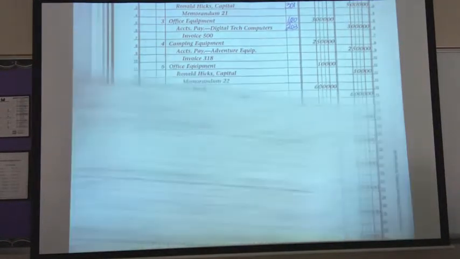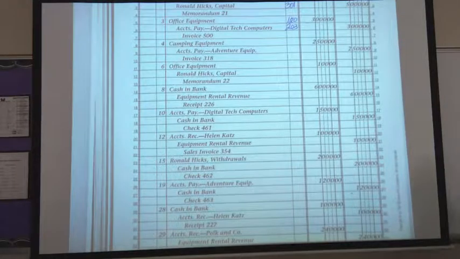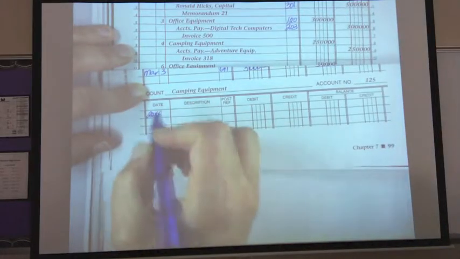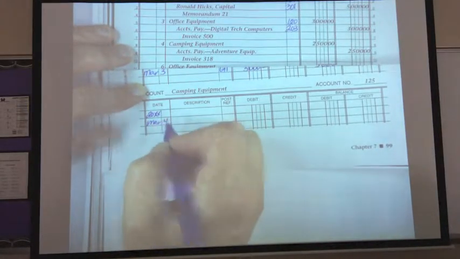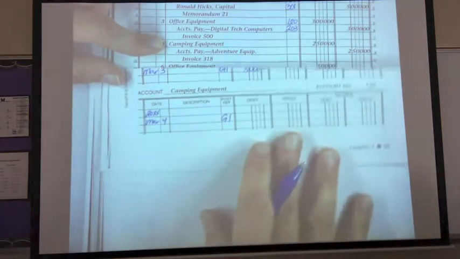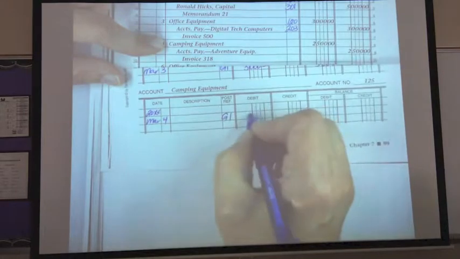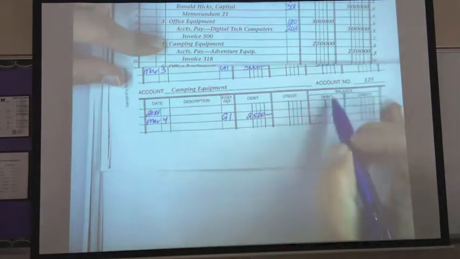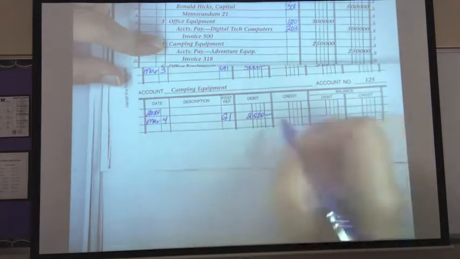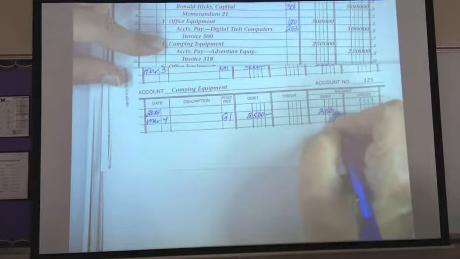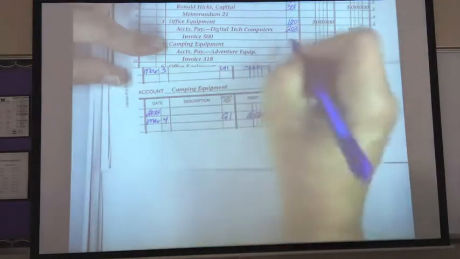Let's go to camping equipment. Camping equipment, March 4th, G1, 2,500 on the debit. 0 plus 2,500 is 2,500 on the debit side. And then I write 125.